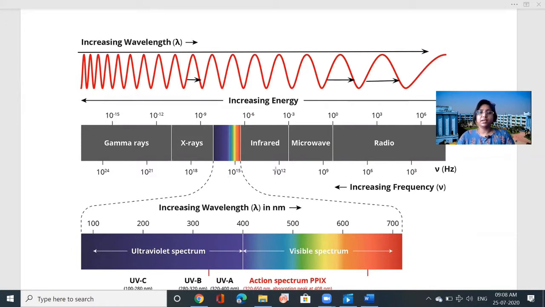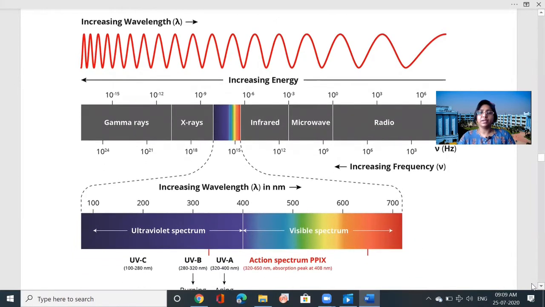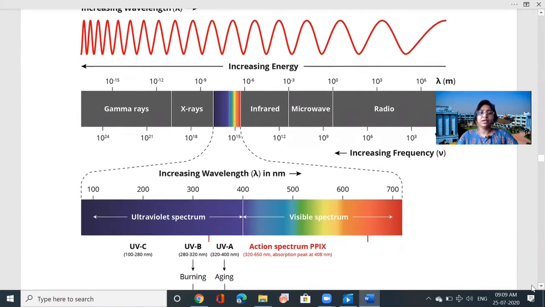And as we study the spectrum, the ultraviolet spectrum ranges from 100 nanometer to 400 nanometer, and the visible spectrum ranges from 400 nanometer to 700 nanometer. So frequency is increasing on the opposite side, and increasing energy is also on this side, as given. So here you observe the UV rays.